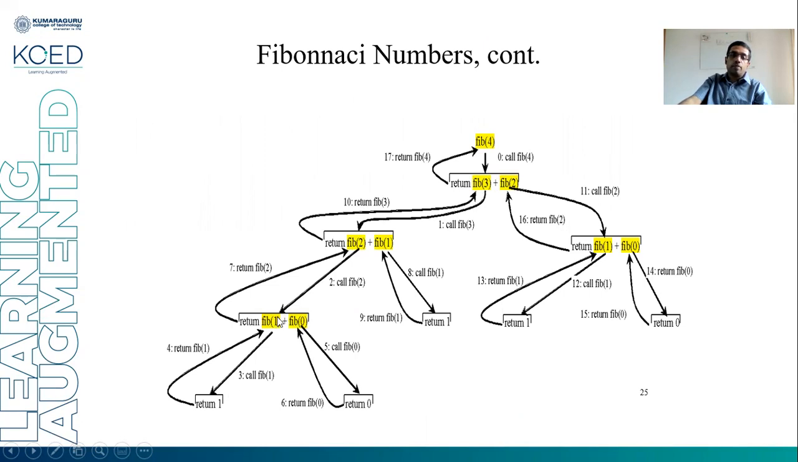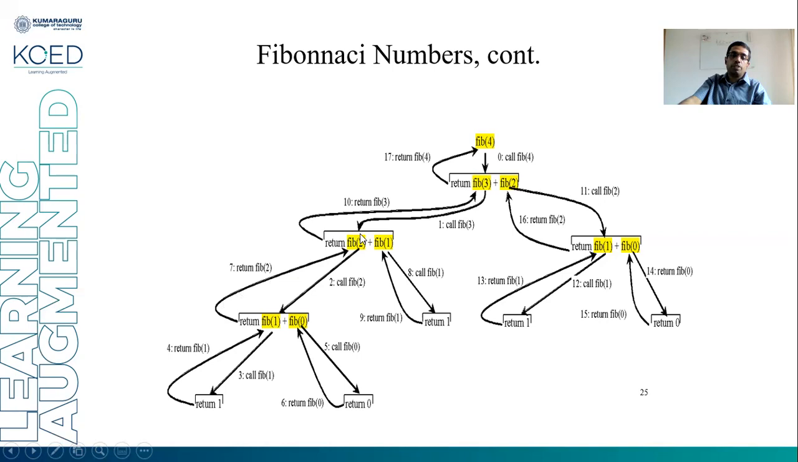How to calculate? Fib of 1 value is 1, it will return 1. Okay, the fourth step, return value fib of 1. Fifth step, fib of 0, it will return a 0. So here, what is the value? Okay, then 1 plus 0 equal to 1. So what will happen? Okay, again the seventh step, it will return the value of 1 here.